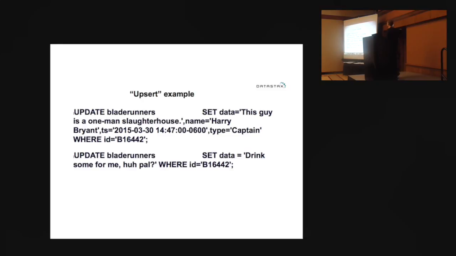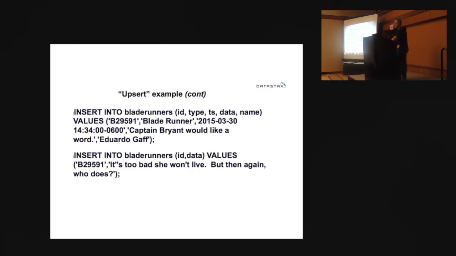Again, got an upsert example going into our Blade Runners table. If Captain Harry Bryant didn't exist in that table, that full update command would actually insert him in there. And likewise, the bottom one will just go ahead and alter the data, or whatever his quote is. Likewise, if you want to insert Gaff into the Blade Runners table, you can use a full insert, or if you just want to update Gaff's quote, you can just do it with the values that are going to change, the key and then the value that's going to change in the insert clause.